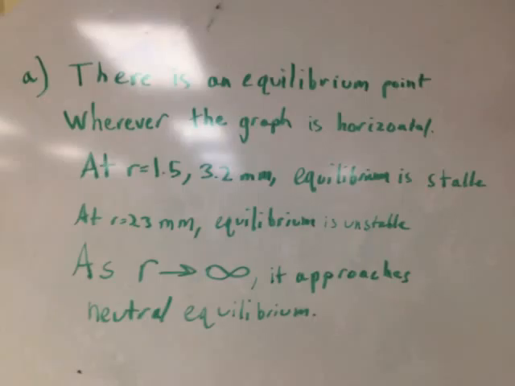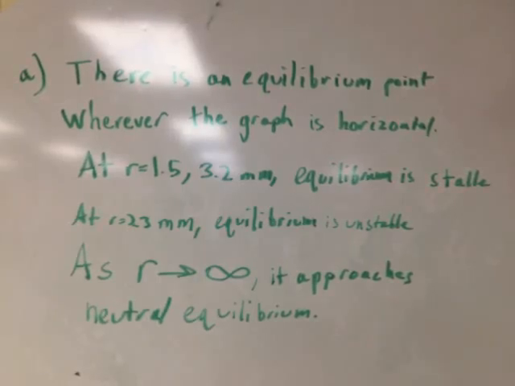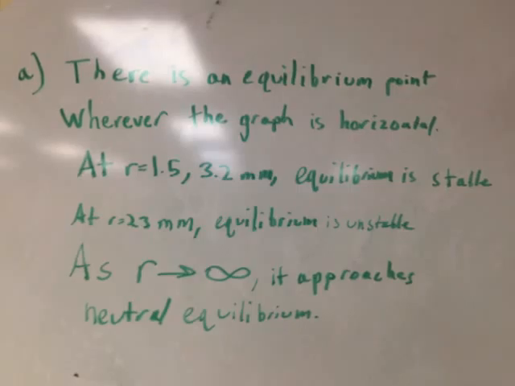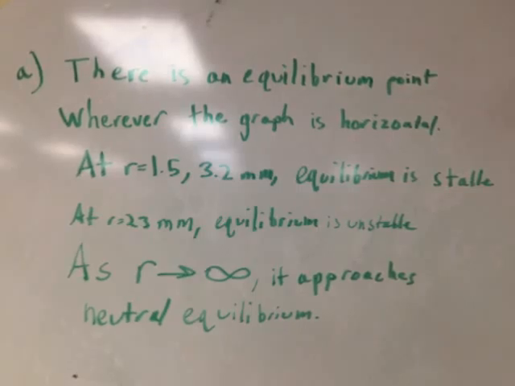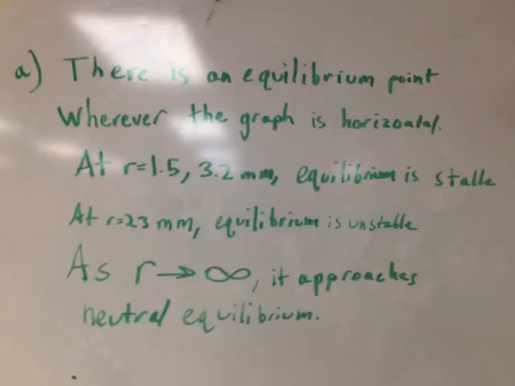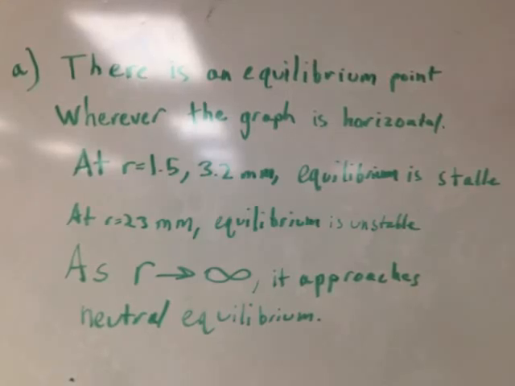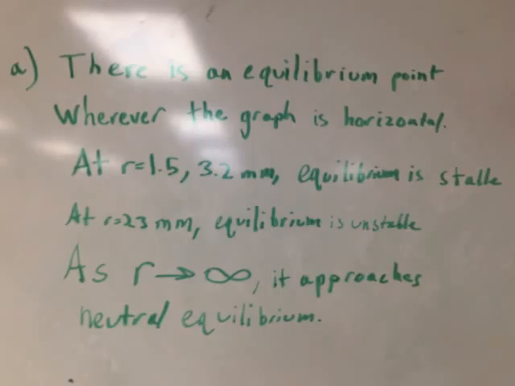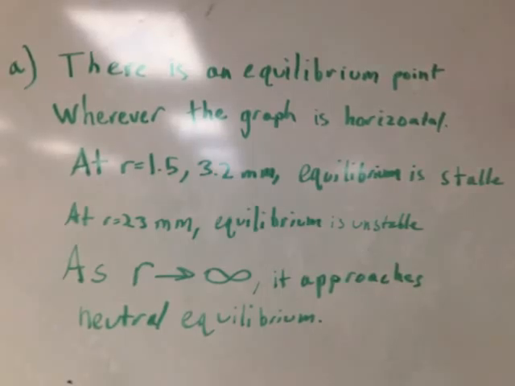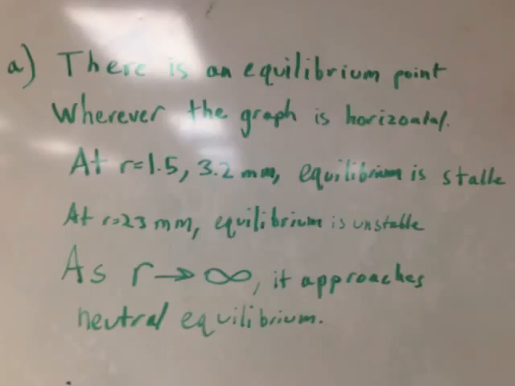For A, there's an equilibrium point wherever the graph is horizontal. At r is equal to 1.5, 3.2 millimeters, equilibrium is stable. At 2.3 millimeters, equilibrium is unstable. As r approaches infinity, it approaches a neutral equilibrium, which is obvious if you look at the chart because it gets closer to the x values.